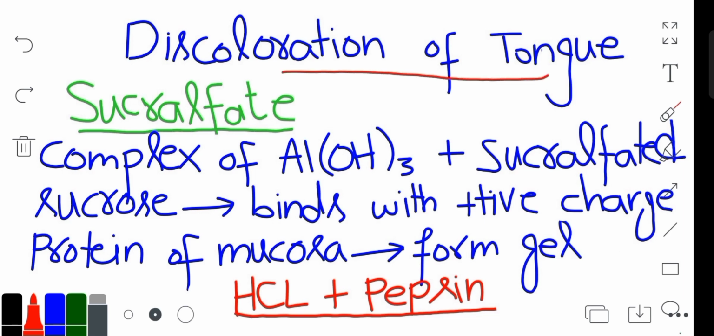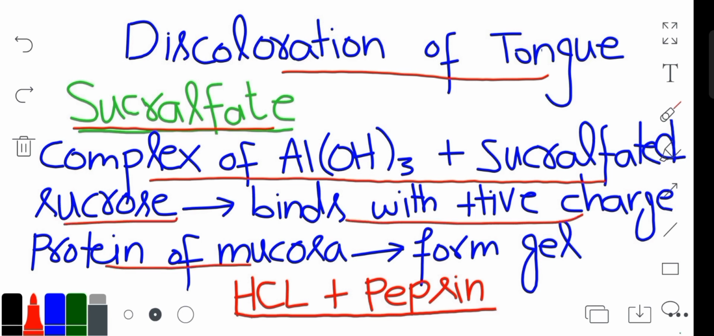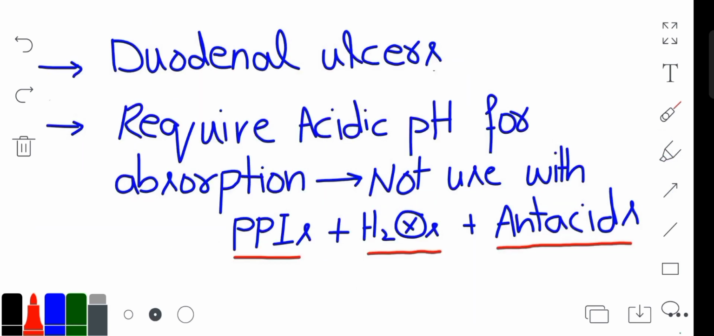Sucralfate is a complex of aluminium hydroxide and sulfated sucrose. It binds with positively charged proteins of the mucosa and forms a gel. This gel prevents penetration of HCl and degradation of mucosal proteins by pepsin. It also stimulates prostaglandin secretion and decreases HCl production. Sucralfate is used for treatment of duodenal ulcer.